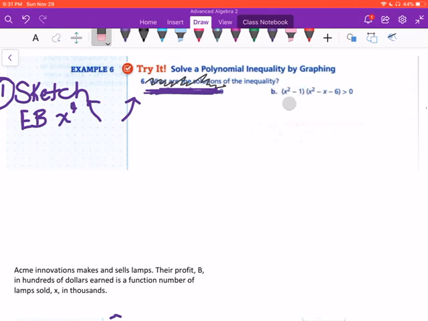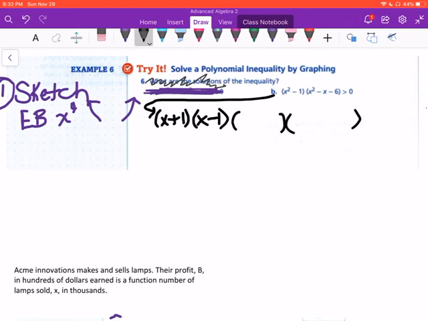All right, now let's keep factoring it to figure out the other information. So x squared minus 1 will factor into x plus 1 times x minus 1. And then x squared minus x minus 6, x and x. Let's see, to get negative 6, I could do minus 3 and plus 2.